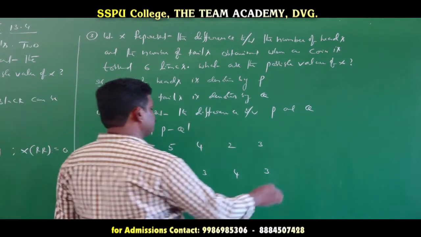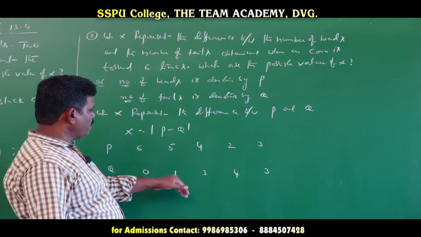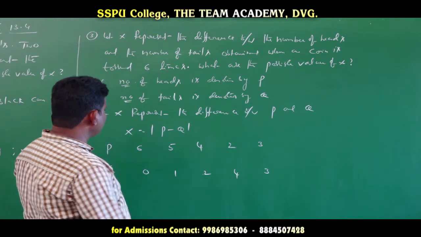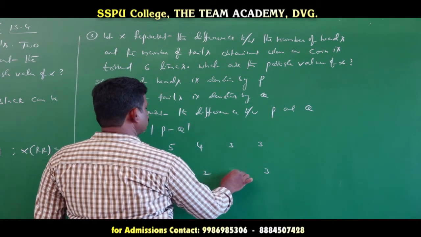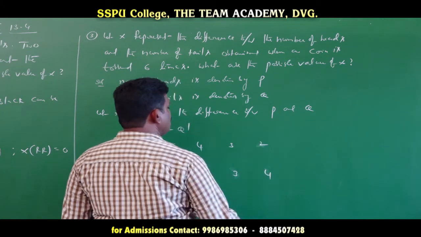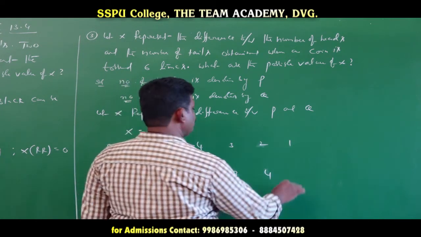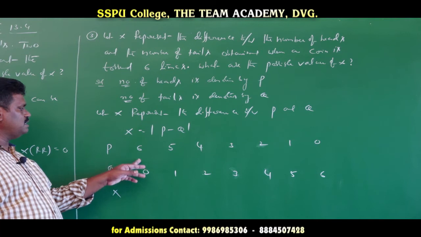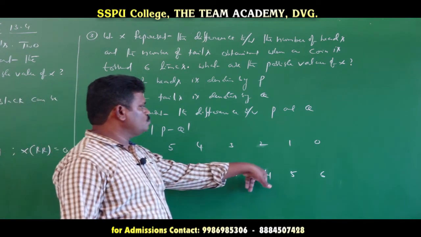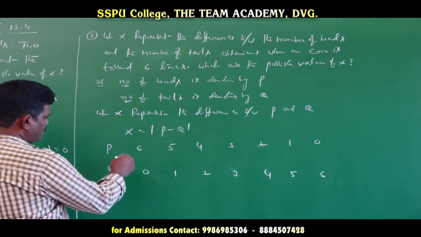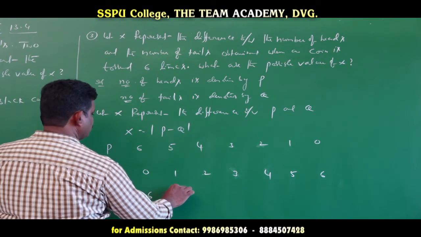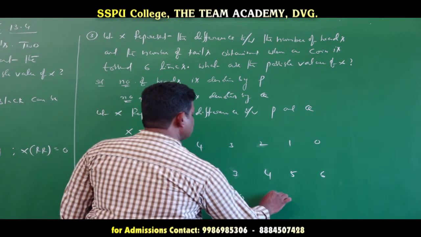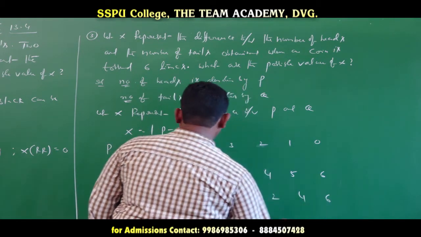So the values go 6, 0, 5, 1, 4, 2, 3, 3, 2, 4, 1, 5 and 0, 6. Now the differences: 6 minus 0 is 6, 5 minus 1 is 4, 4 minus 2 is 2, 3 minus 3 is 0. Next, also 2, next also 4 and also 6. Okay?